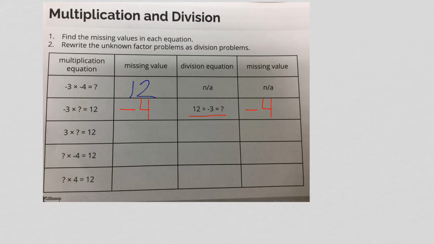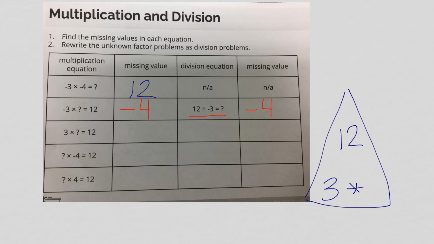Three times a number equals 12. Remember, multiplication and division are inverses. So if 3 times a number equals 12, then 12 divided by 3 equals that number. So that gives us our division equation. And 12 divided by 3 is equal to 4. And 3 times 4 does equal 12. So that completes our fact family triangle. 12 divided by 3 equals 4. 12 divided by 4 is 3. 3 times 4 is 12. And 4 times 3 is 12.